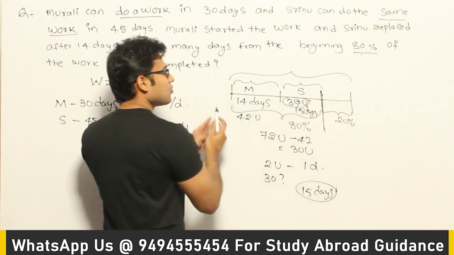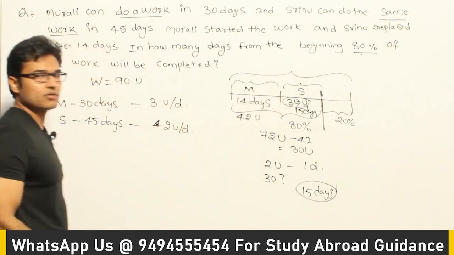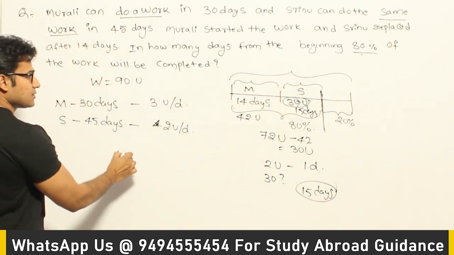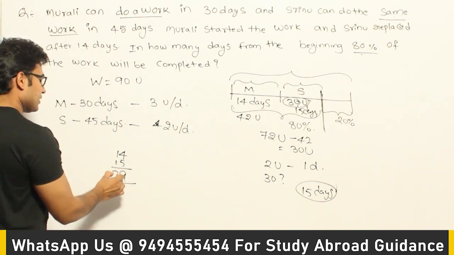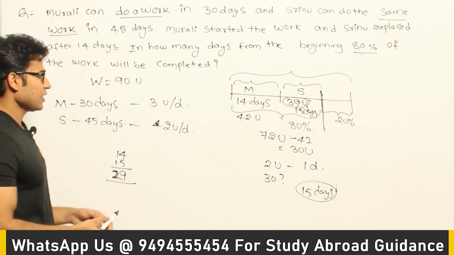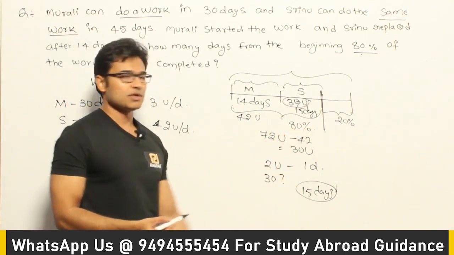Now what is the total amount of time required from beginning to finish the total work? 14 days by Murali and 15 days by Srinu, which means 29 days is the total amount of time required for us to finish 80% of the work.